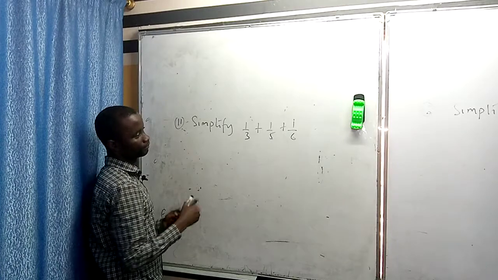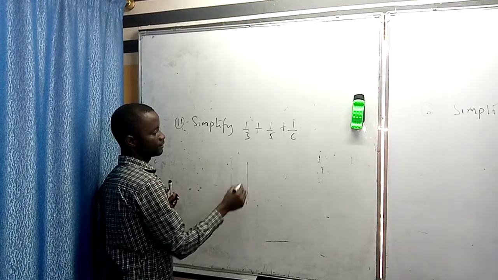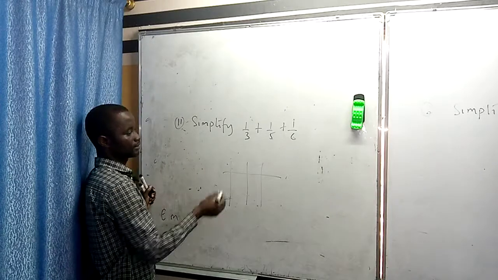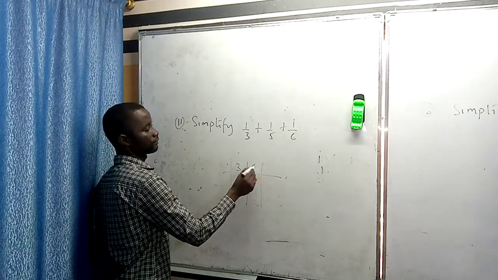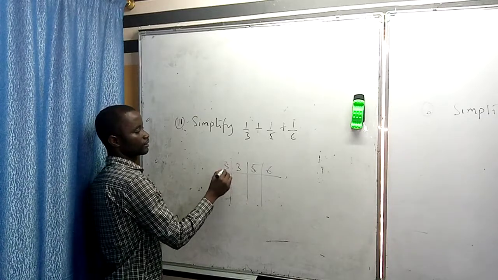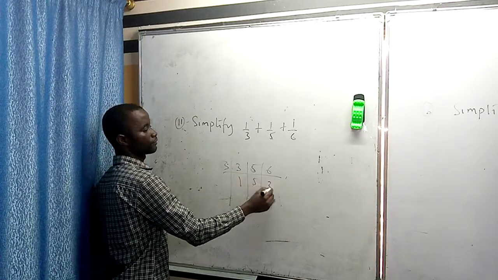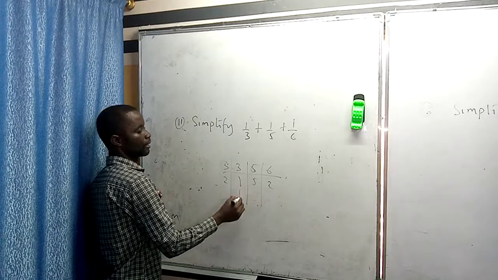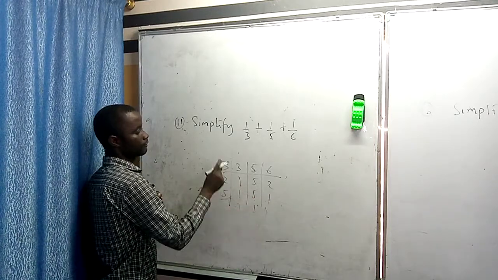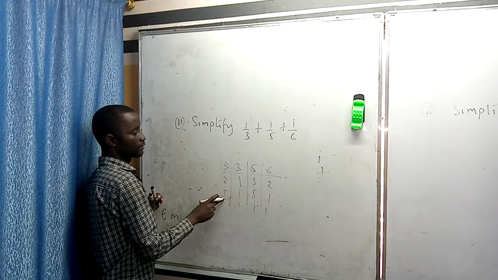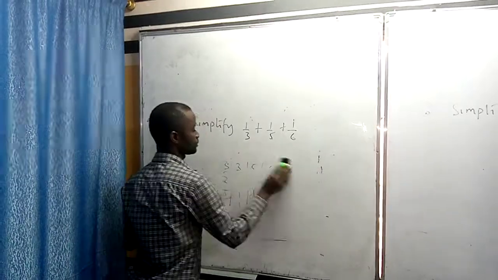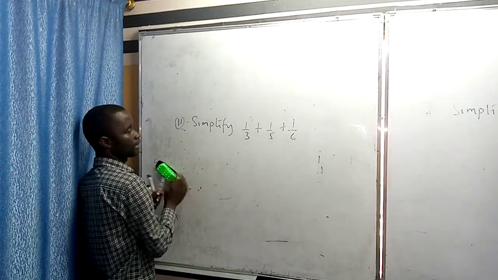What's the LCM? Let's calculate the LCM. Very simple. Here the LCM is 30. We have 3, 5, 6. Let's use 3: 1, 5, 2. Let's use 2: 1, 5, 1, 5. Therefore, 3 times 2, 6 times 5. 6 times 5 is 30. That shows that the LCM is 30.